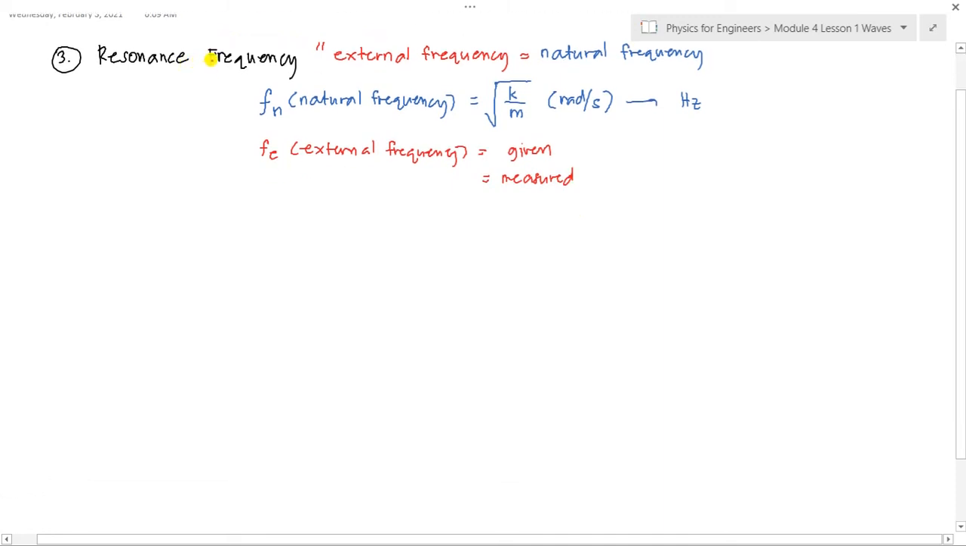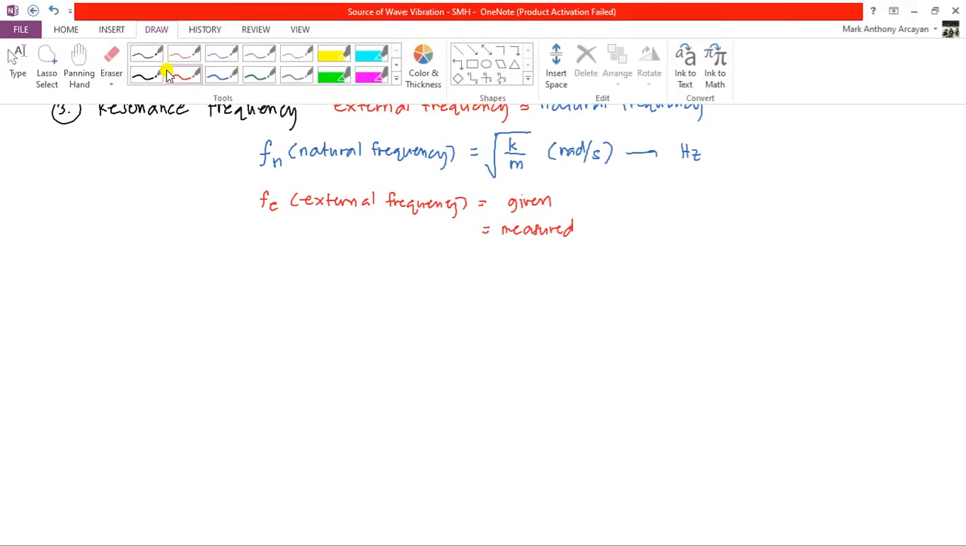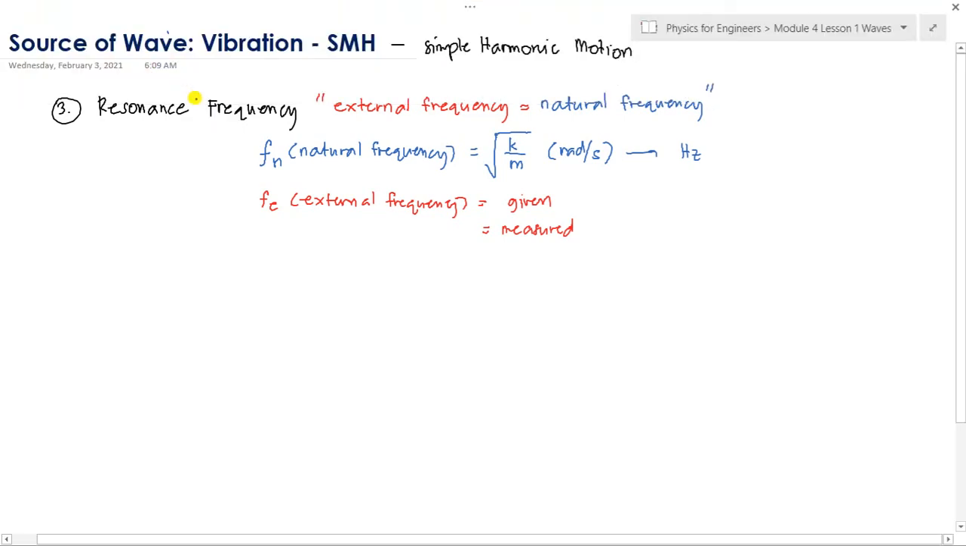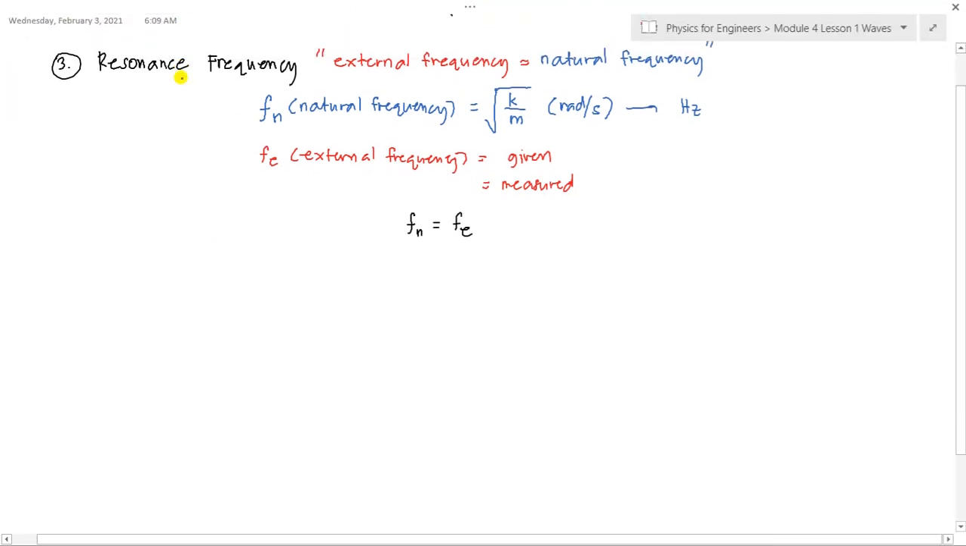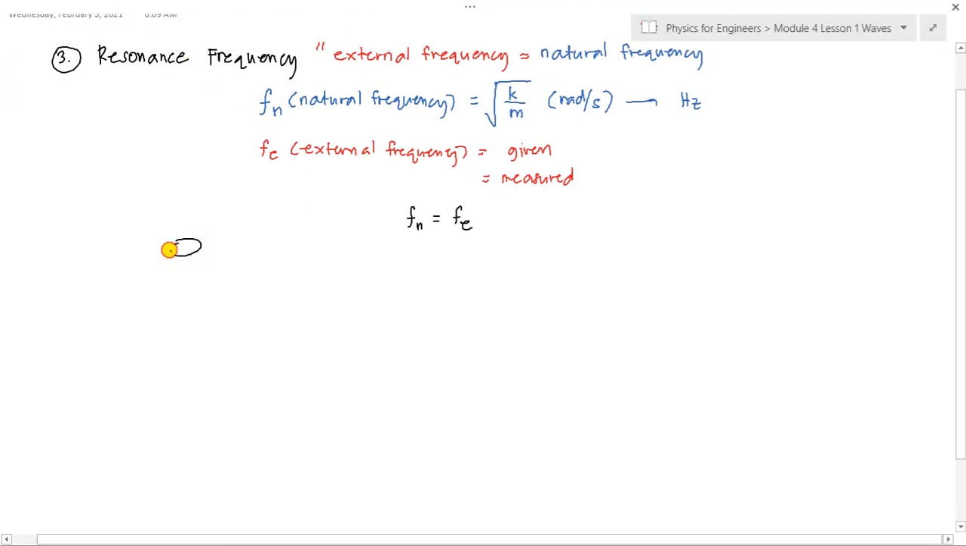Okay, so para mahitabo ning resonance nga condition, it should be that Fn is equals to Fe. That is the natural frequency of a material matches the external frequency. So how are we going to visualize this? Let's say na atay material. Okay, natay material nga kaning rod. Let's say this rod is fixed. Aning kanang structure, so fixed siya ani.